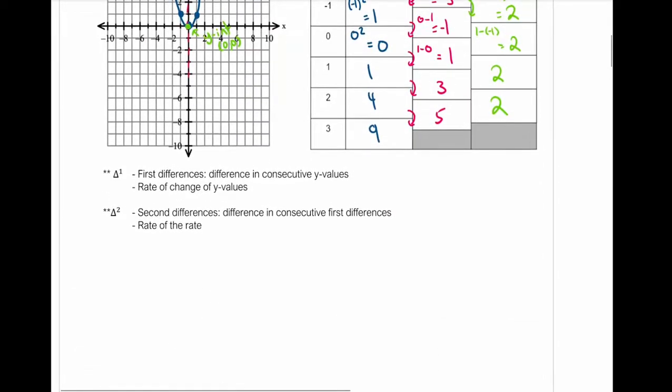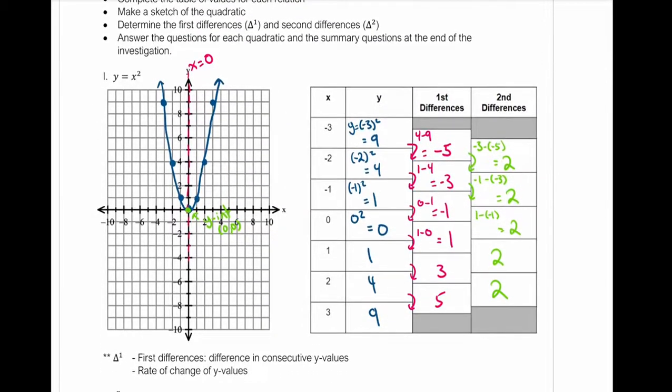And if I go back up to my graph, I can see that if I start to trace my graph, we'll use a highlighter, I'm going down, I hit my vertex or the lowest point, and now I start to increase back up. So that means that our vertex is also right here. So our vertex is also (0, 0).